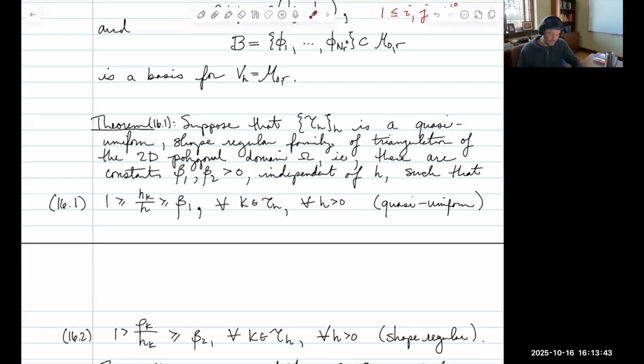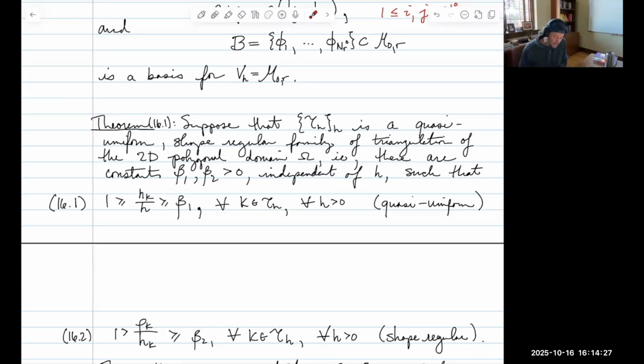So what I mean by quasi-uniform and shape regular, we'll do quasi-uniform first and shape regular second, is there are constants beta 1 and beta 2, both greater than 0, both of them independent of h, such that h_K over h is greater than beta 1 for all triangles in the triangulation, and for every h in our parameterization family. So usually what's happening is h is getting smaller and smaller, and we think about that as parameterizing the mesh.